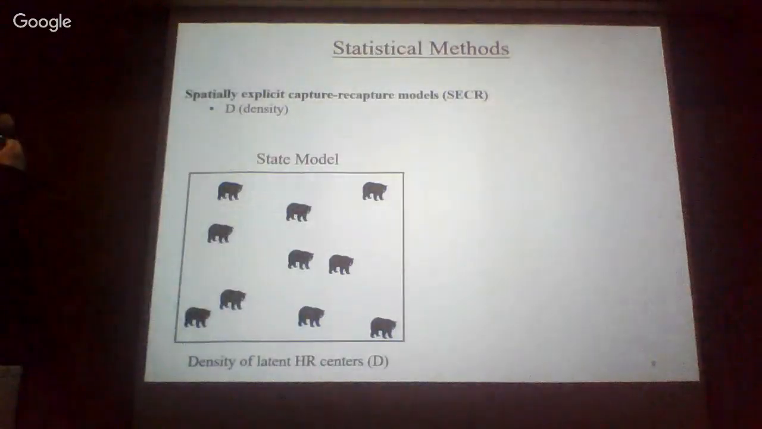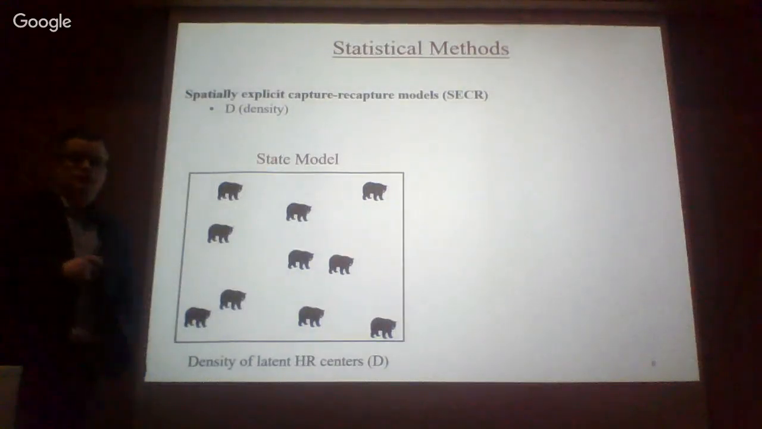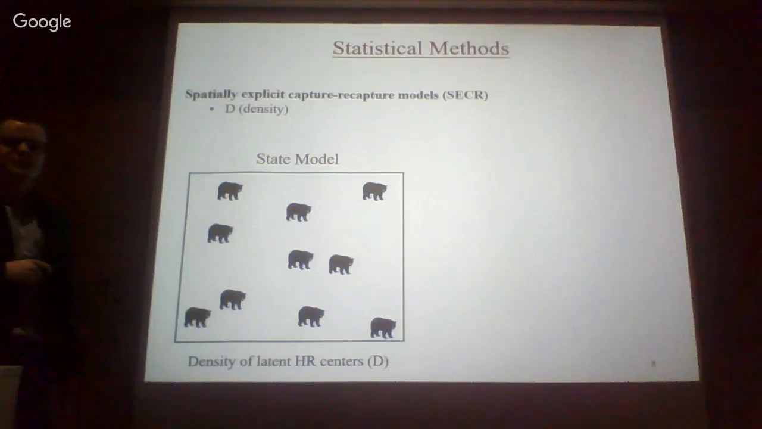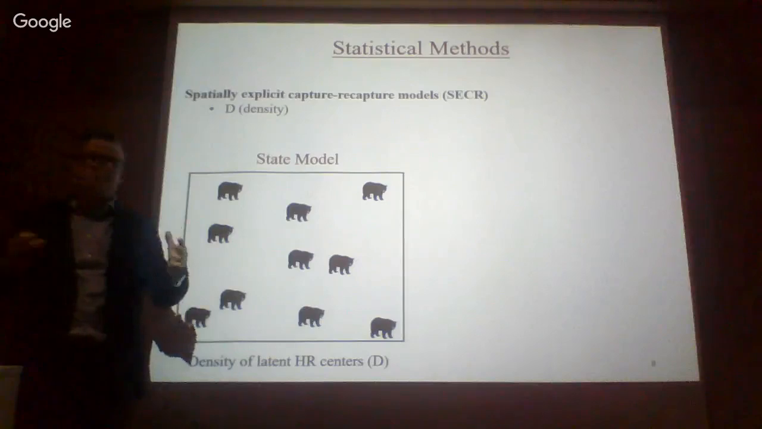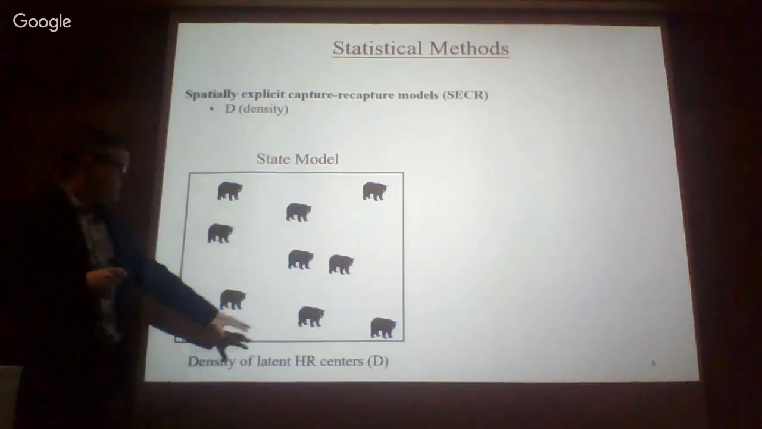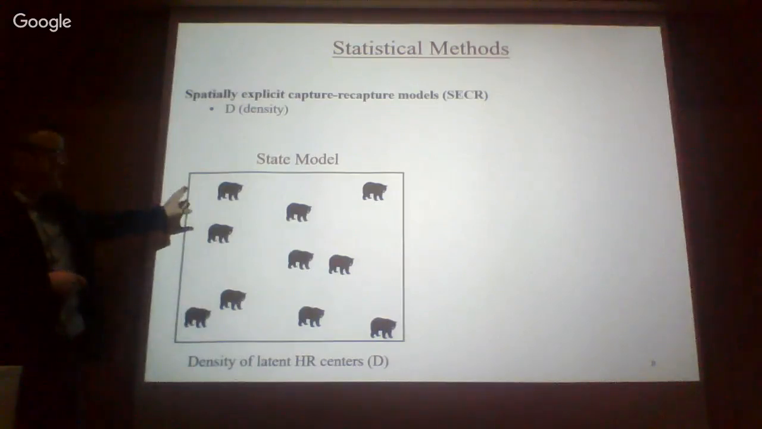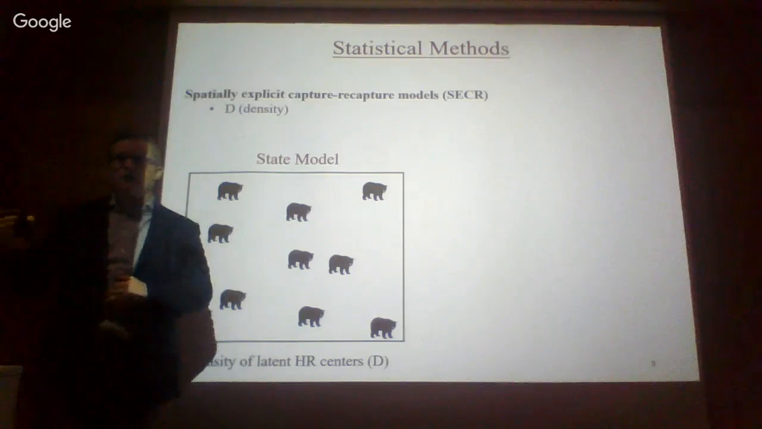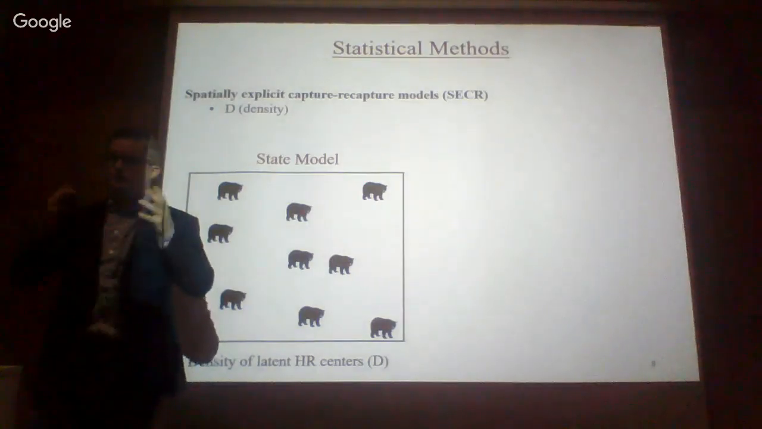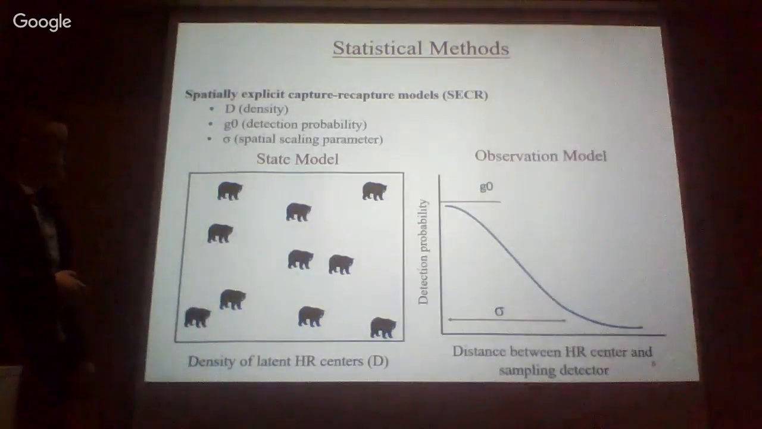Now, to estimate density, I used a spatially explicit capture-recapture model, and that estimates three parameters. First is this density submodel that represents the spatial point process of these unobserved activity or home range centers. And what this represents is that the intensity of this process is related to density, whereby you estimate the intensity across the landscape that's determined by density.